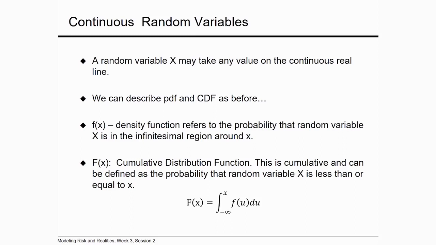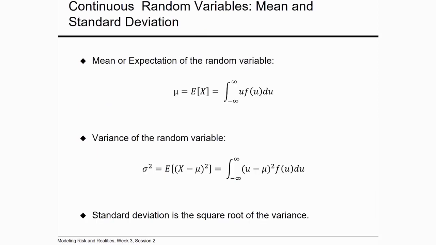Big F of x is the cumulative distribution function. As defined, it is cumulative and it is a probability that the random variable takes any value smaller than or equal to small x. This is written as the integral of all values of the PDFs from negative infinity to x. As we defined before for discrete random variables, we can describe the mean and standard deviation for a continuous random variable. The mean or the expectation of a continuous random variable is defined as follows.